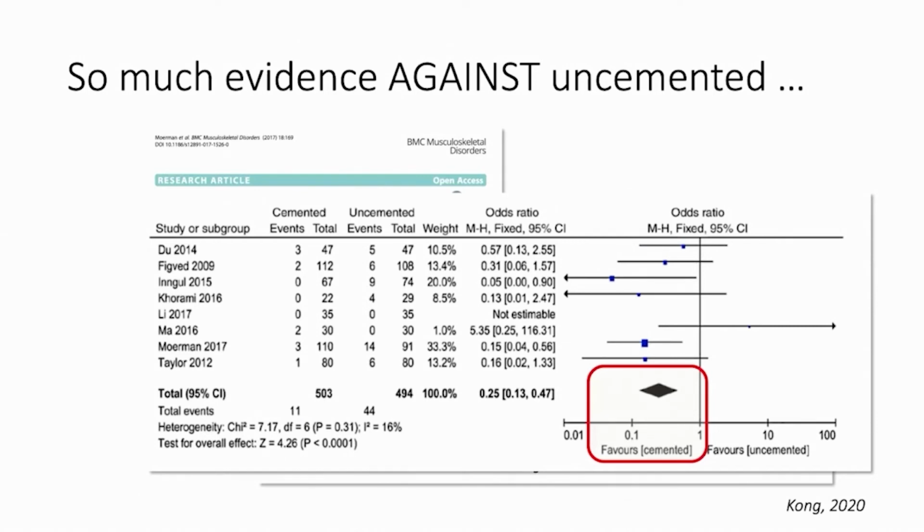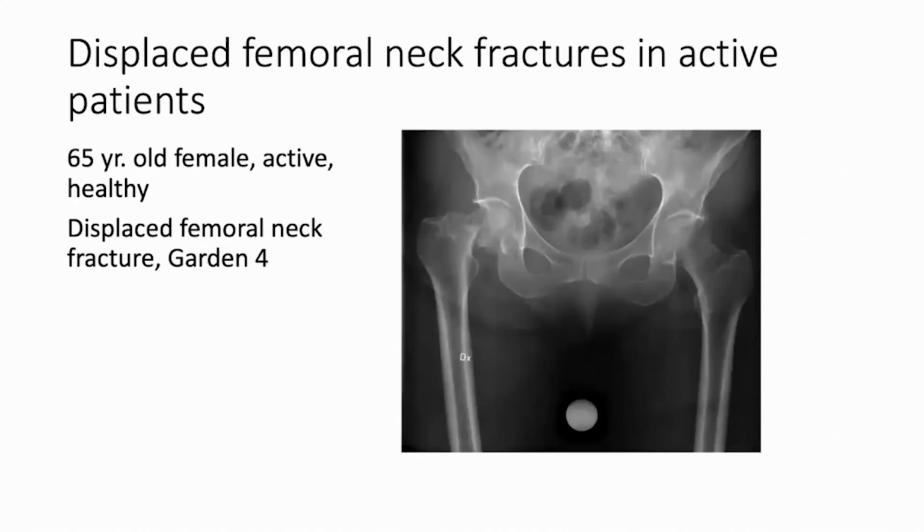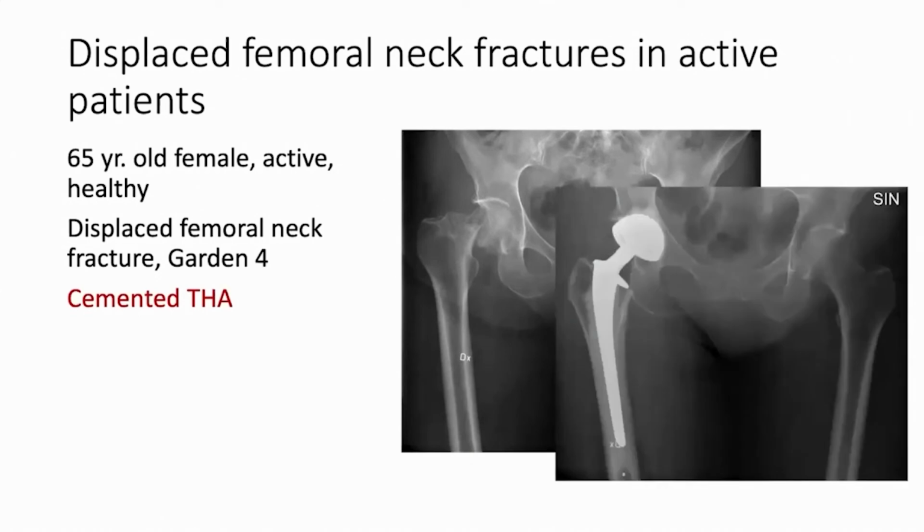So let's now look at a typical clinical case and go through the technique that we use when we do cemented arthroplasty. This lady came in with a displaced femoral neck fracture type 4, according to the Garden classification. She's 65 years old, she is very active, she doesn't use any walking aids, and she's fairly healthy, no significant comorbidities. According to our local routines, she would get a cemented total hip arthroplasty, as you can see here.